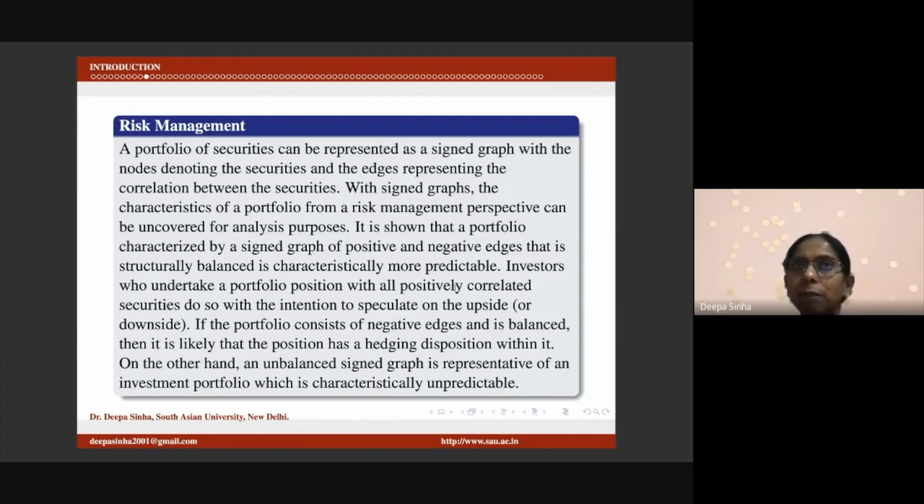But if it is unbalanced, that is, if any one of the cycles is negative, then it is not balanced, and in that case the sign graph developed will represent an investment portfolio which is statistically unpredictable. Okay, so once it is balanced, then it is more predictable.